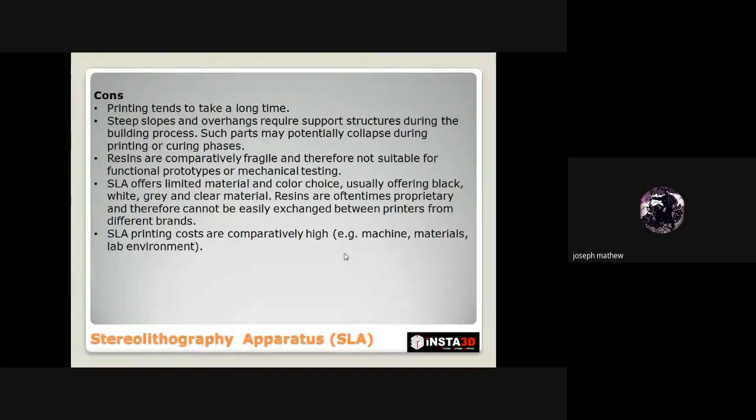And these resins are not very good in nature. They are toxic, and we need to protect ourselves when working with SLA resins. The material availability is also very limited, and the material color choice is also very limited. So when compared with FDM, SLA falls behind in terms of material and its color. And the SLA printing cost is also very high when compared with FDM technology.